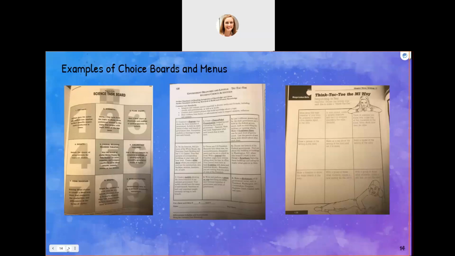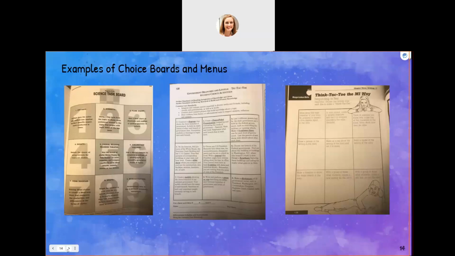And then you're going to determine the arrangement of the task. Are you going to have students pick a row? Are you going to have them pick a column? Are they going to be able to go diagonal? That kind of thing. So you just have to think through those.